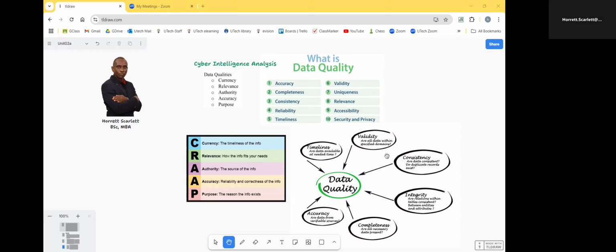We also have another graphic here that illustrates a few other qualities that we would not have covered under the CRAP model. But please bear in mind, while you can read it and understand it and even use it as you talk about data, we're focusing on the CRAP model because that is what is on the syllabus.